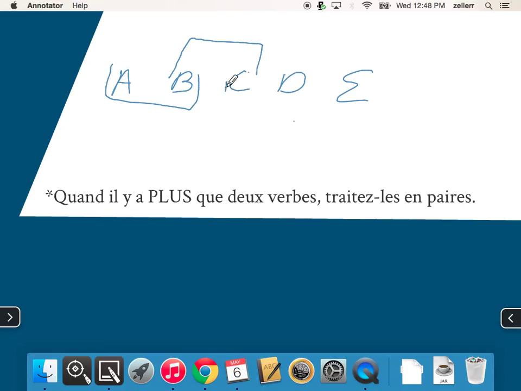And here's another pair of verbs. And here's another pair of verbs. Does that make sense? You'll see with the next questions. Yeah? But if you have more than 2, just treat them in pairs. And you really only have to worry about the ones that touch. So A and B is a pair, B and C is a pair, but A and C are not a pair. Yeah? Okay.